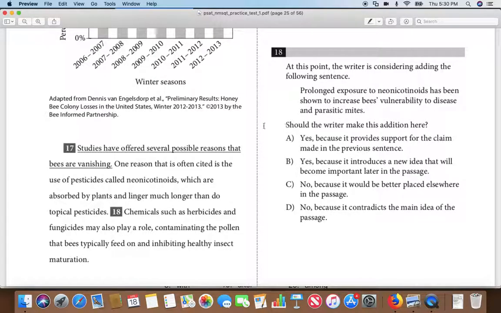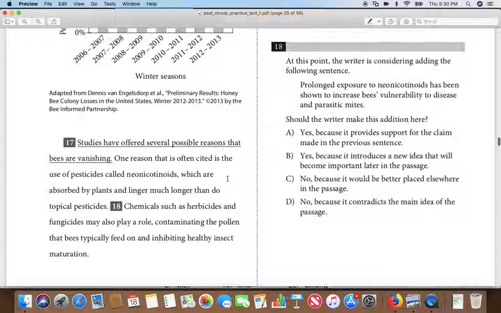First of all, let's read ahead. I want to read the paragraph a little bit just to make sure that we're going to pick an answer choice that's effective. So let's just read that paragraph, okay? Take it from "one reason that is often cited." One reason that is often cited is the use of pesticides called neonicotinoids. That's a tricky one to pronounce. Which are absorbed by plants and linger much longer than do topical pesticides.